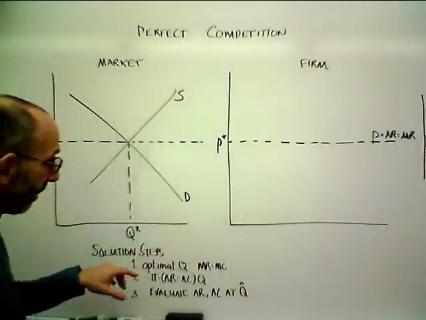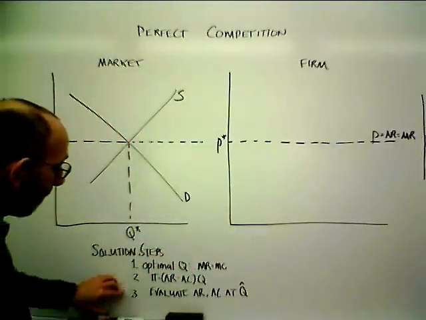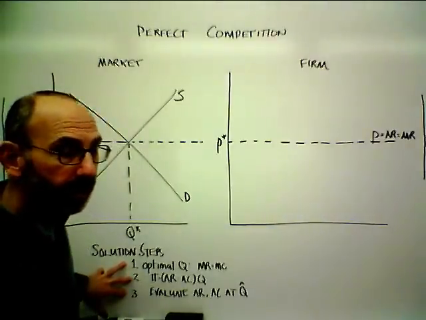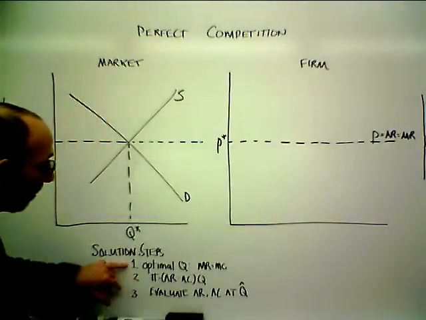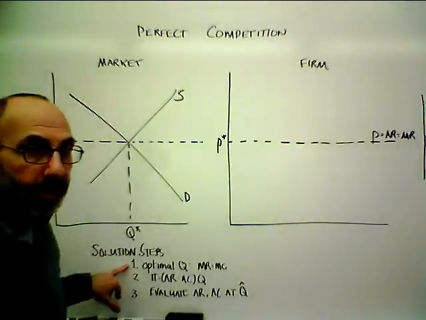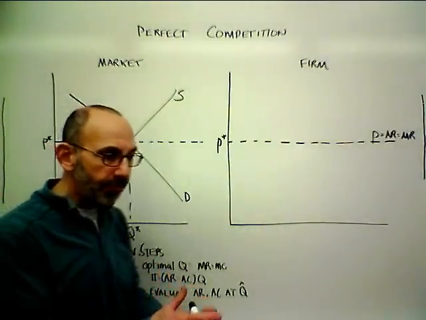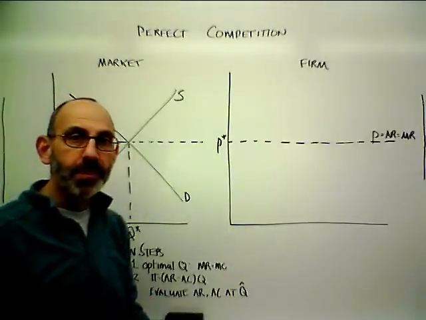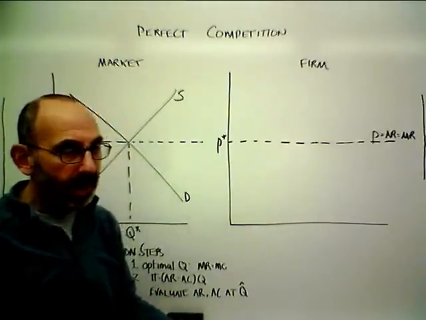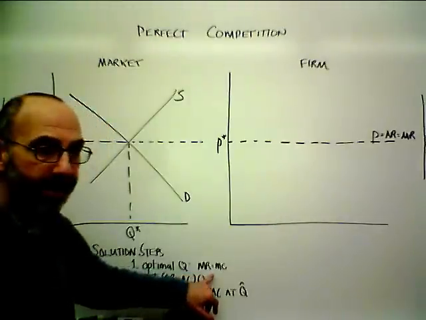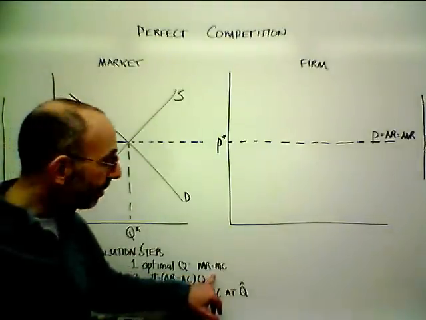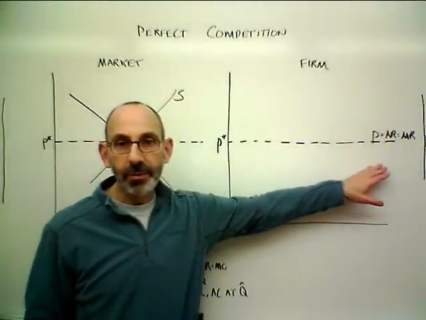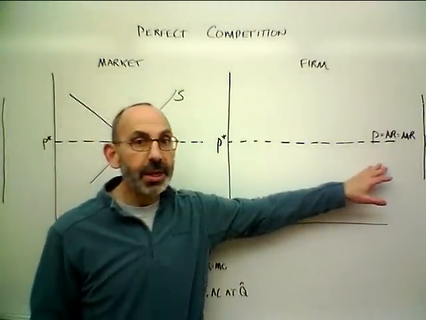To do that analysis, we'll follow these 3 solution steps that we've discussed very often in class. The first one applies to any firm, be it a perfectly competitive firm, a monopoly, or a firm in monopolistic competition. Regardless, a firm will always do best, have its optimal situation, when marginal revenue is equal to marginal cost. We have marginal revenue, but all we need then is marginal cost.